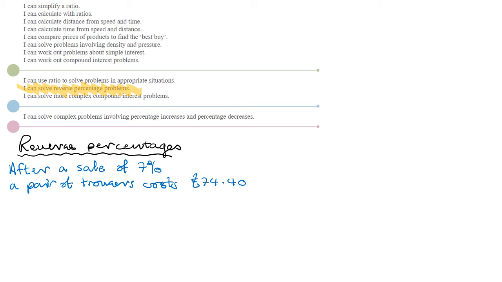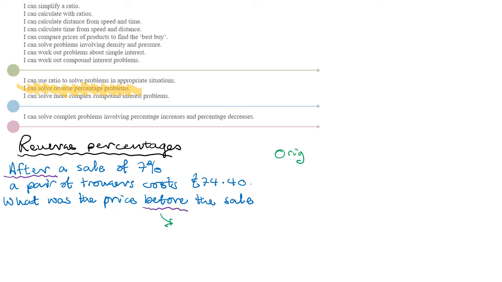So it's important to note these types of reverse percentage problems start with after something. We've got a cost. Then the question always goes on to say, what was the price before the sale? That's really important as well, because it will have this word or phrase, what was it before? And this is what we do. What we're going to do is call the original price, or it might say what was the price before, it might say original price here.